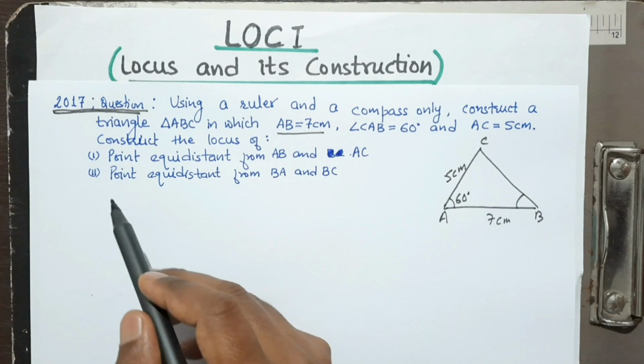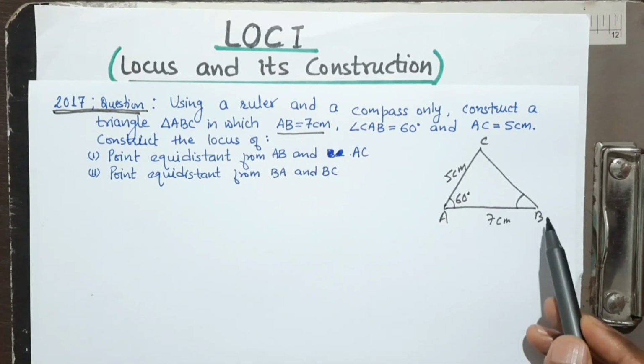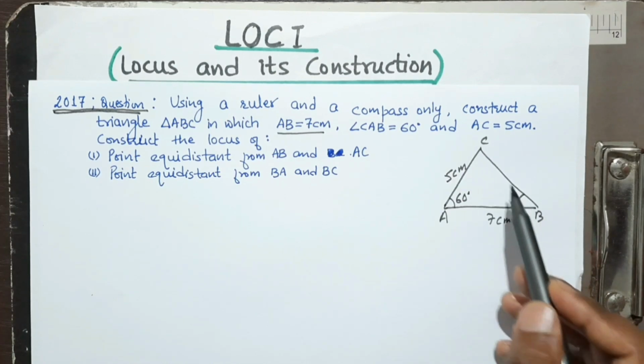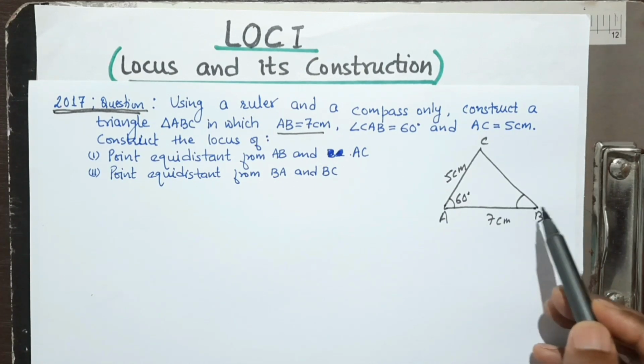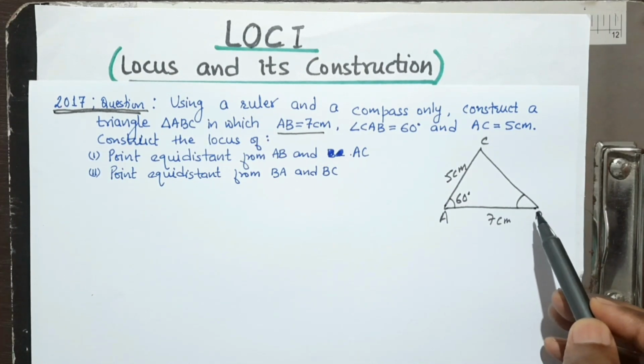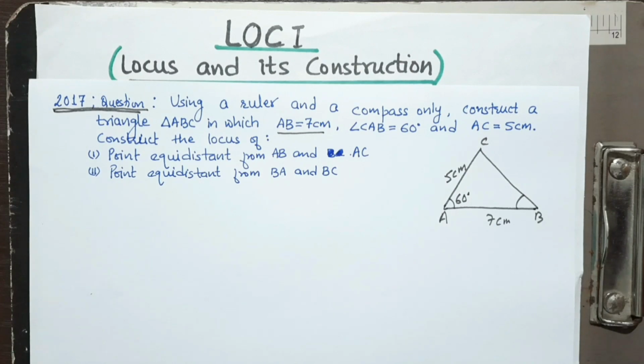And the second part is points equidistant from BA and BC. BA and BC are two intersecting lines intersecting at B. That means angle B is formed here, so we are going to construct the angular bisector of angle B. Let's start. We already know how to construct an angular bisector, but first of all we are going to construct the triangle.